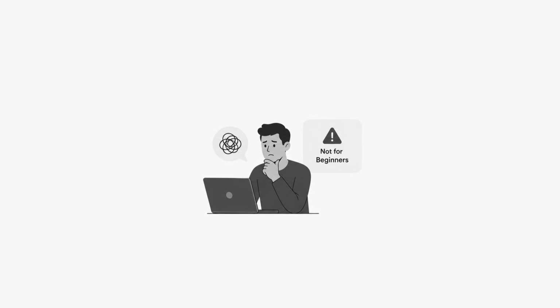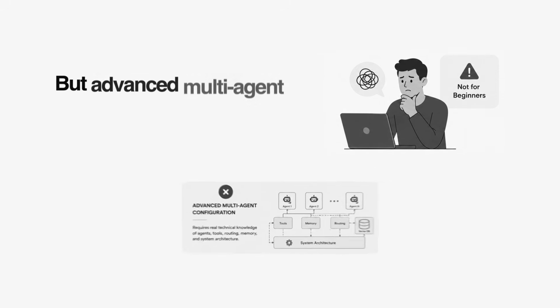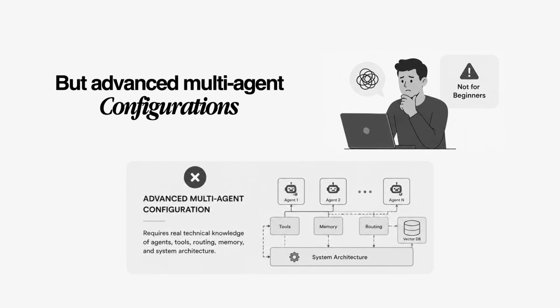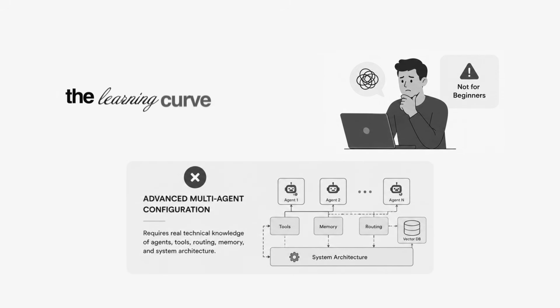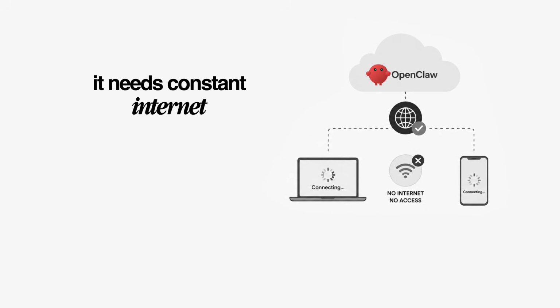The next disadvantage is that it is not fully beginner friendly yet. The basic setup is doable for anyone, but advanced multi-agent configurations require real technical knowledge. The learning curve is real. Third disadvantage is that it needs constant internet. OpenClaw talks to cloud AI models. No internet, no agent. If your VPS goes down, your automations stop. These are real limitations, but honestly, for education-related purposes, it's difficult to find a better alternative for now.